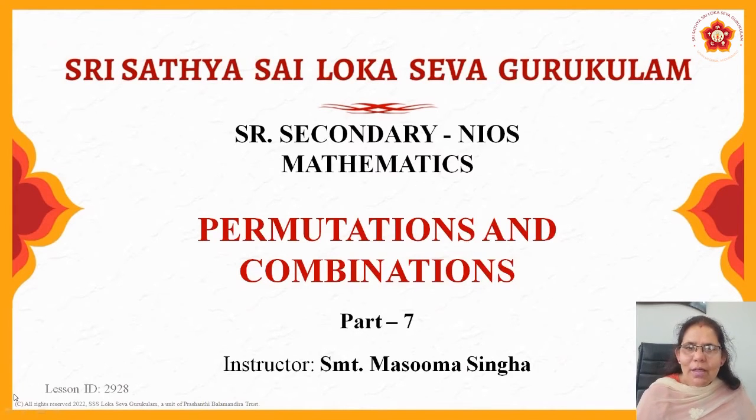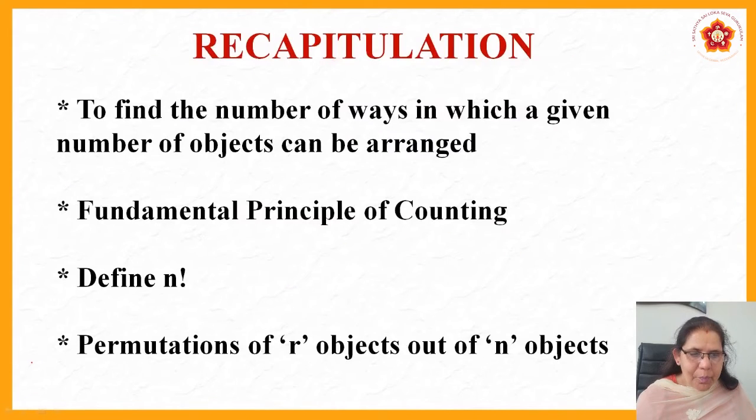We are doing Senior Secondary Mathematics chapter Permutations and Combination. This is part 7. In part 7, we'll be doing permutations with some conditions. Let's first do a quick recapitulation of what has been done in this chapter till now.